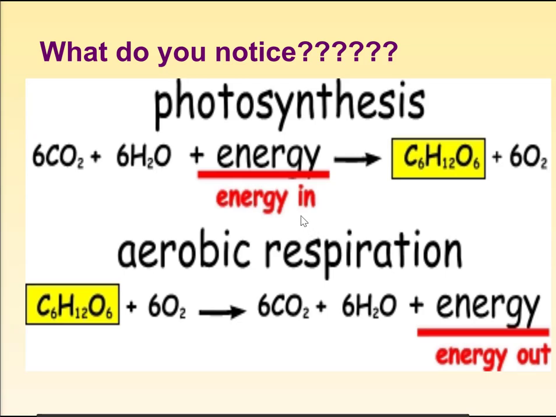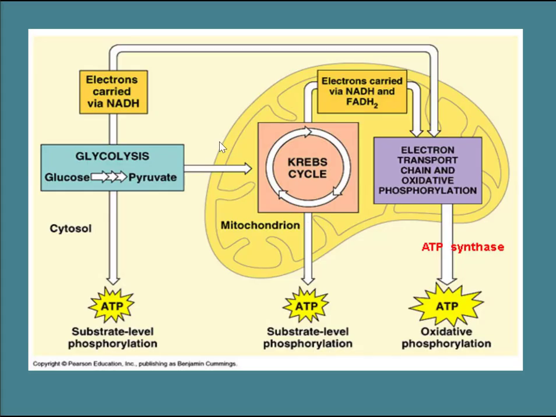Pretty interesting. So again, this was just a quick reminder of glycolysis, Krebs, and the electron transport chain. We have this happening in our cytoplasm. These two are happening in our mitochondria, and we're creating energy in all of them.